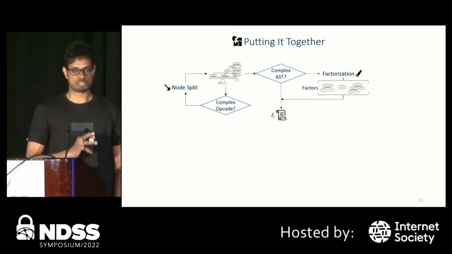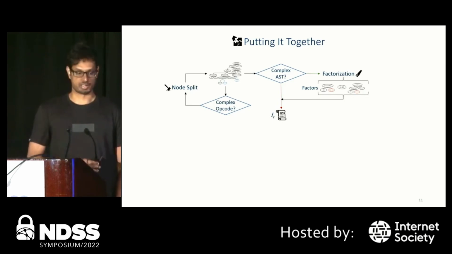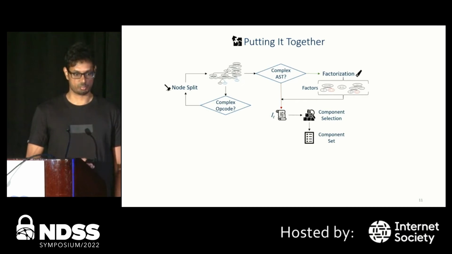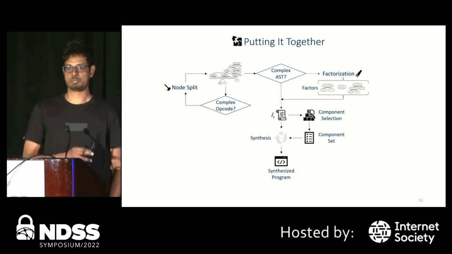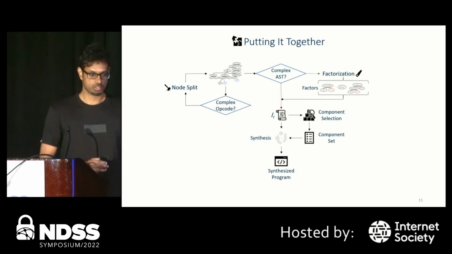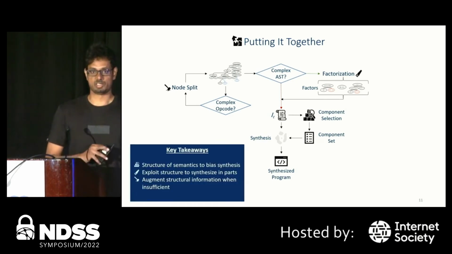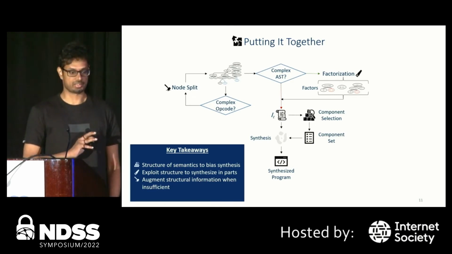Then, we want to synthesize either the instruction or its factors iteratively. To do that, we first do component selection to get a ranked list of components. Then we take the instruction semantics and the set of components and pass it to a synthesis task, which gives us a synthesized program. This process is repeated for each unsafe instruction in the ISA to get a synthesized library of translations.